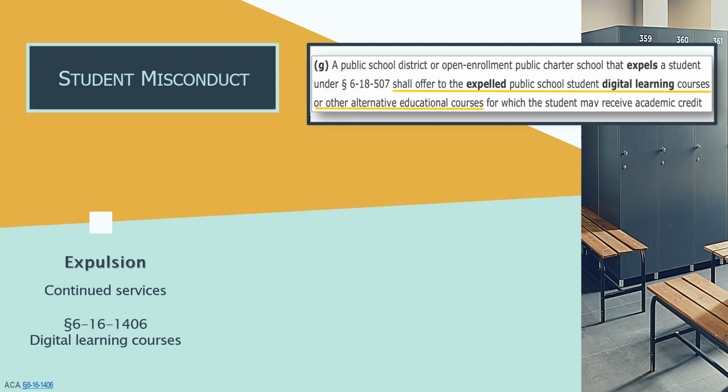616-1406, titled Digital Learning Courses, requires the district or charter to offer digital learning courses or other alternative educational courses to expelled students. If a student participates in the district's or charter's alternative learning program during the expulsion, the district or charter would be required to provide accommodations or modifications under Section 504 to ensure the student's access to the educational programming. Such supports might differ from the Section 504 plan when the student was in a regular school environment.